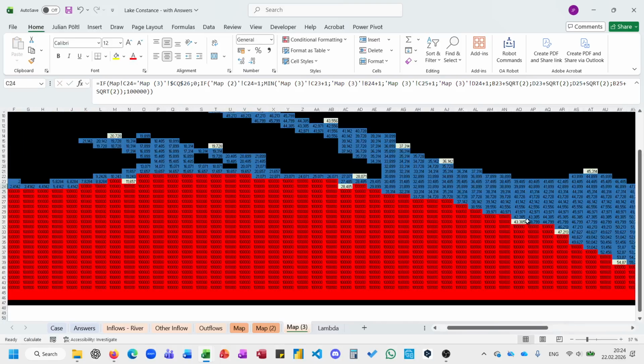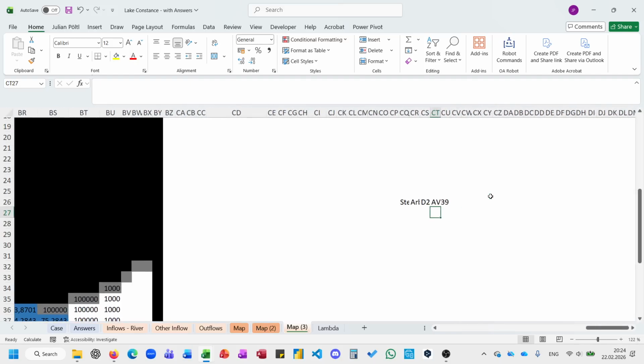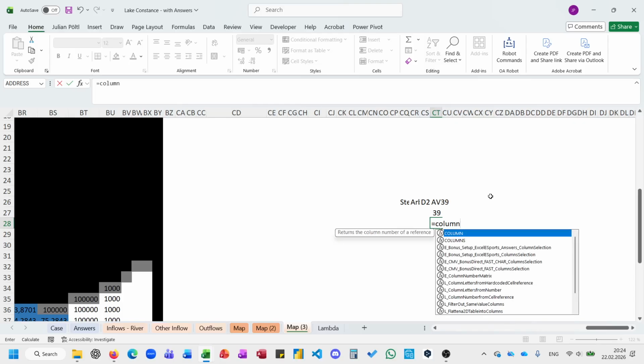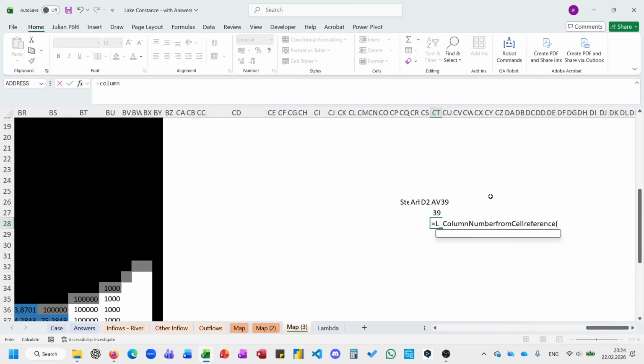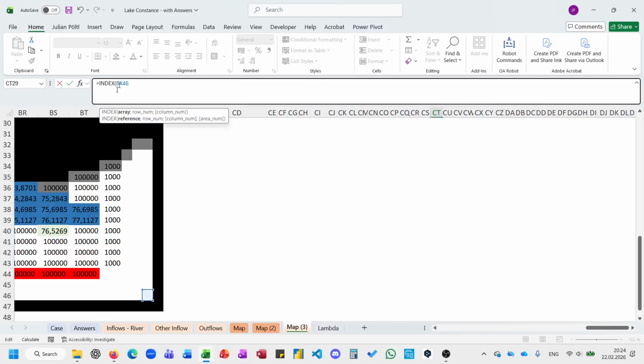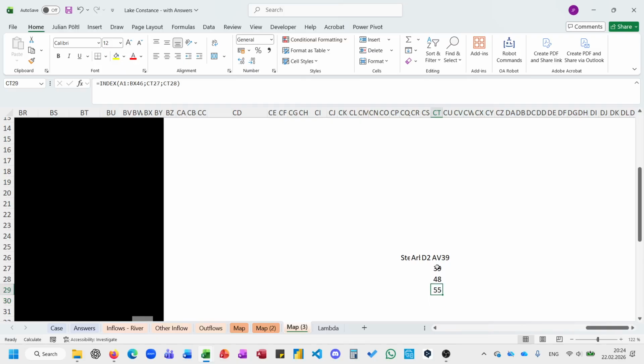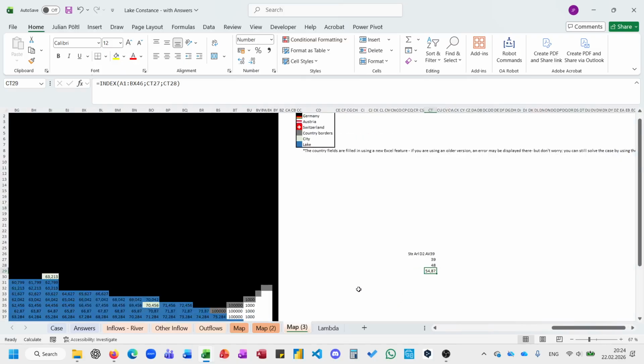And then we can use here the second row and column, the second address, and we take there the row number from the cell reference and the column number from the cell reference, and use an index of the whole area, row and column, and also have the same value as before.